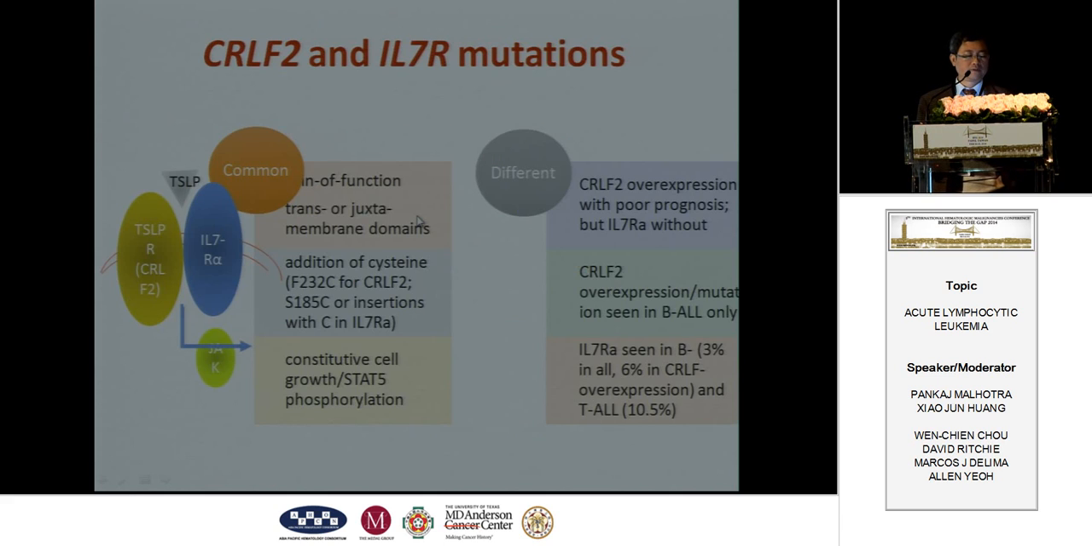So here, again, these are very important pathways. CRLF2 mutation and IL-7 receptor mutation are both gain-of-function mutations, and both involve the addition of cysteine. The result is STAT5 phosphorylation and constitutive cell growth. And there are also some differences. For example, CRLF2 overexpression has been shown to be related to poor prognosis. And CRLF2 mutation is mainly seen in B precursor ALL, while IL-7 receptor alpha can be seen in both categories.